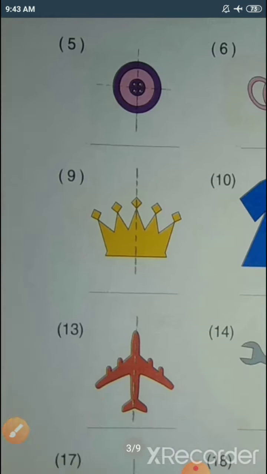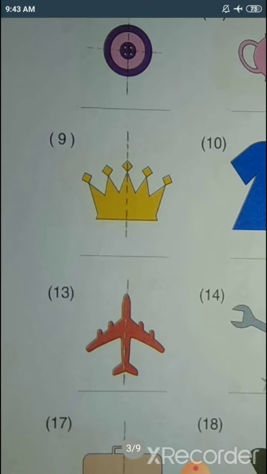Now shape number 9. One shape is given here. With the help of a vertical line, I have divided this shape into two parts. On the left hand side part 1 and the right hand side part 2. So you can see that both the parts look similar. So this shape shows symmetry.